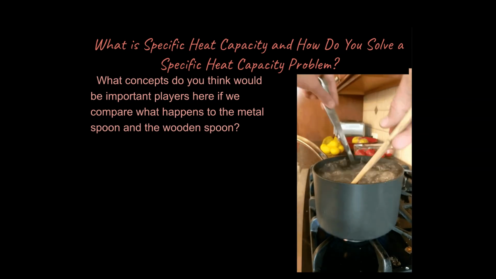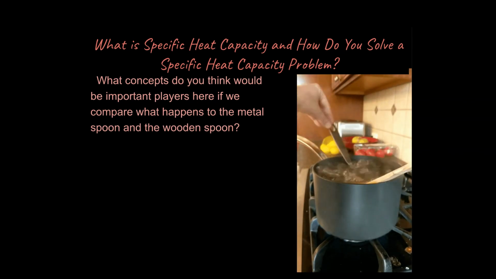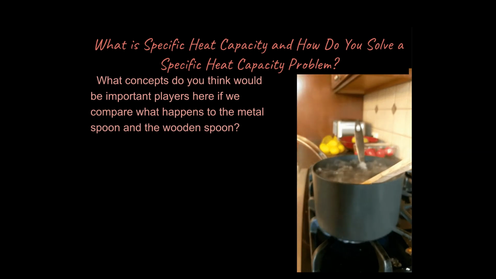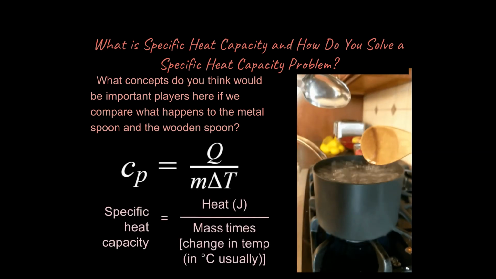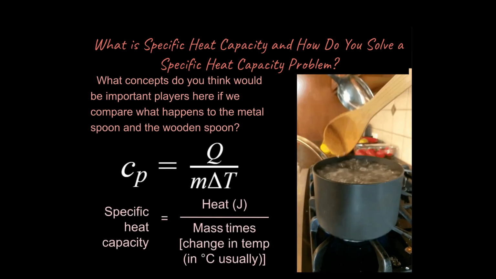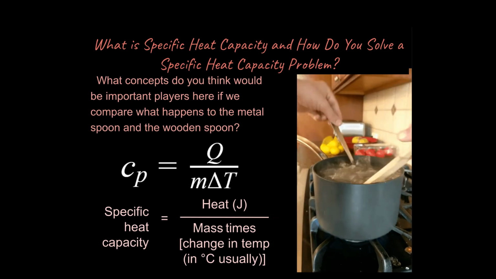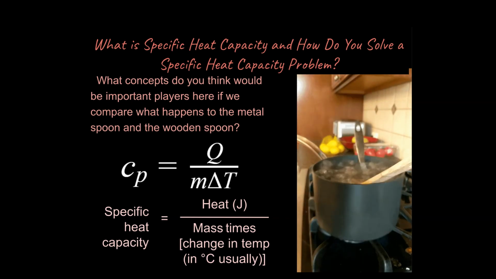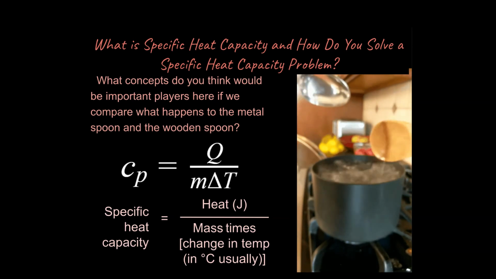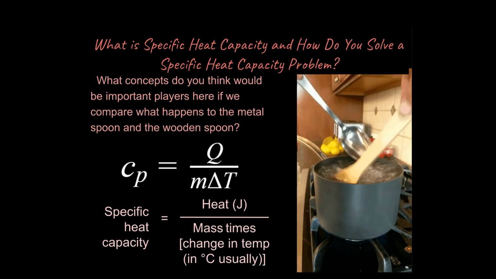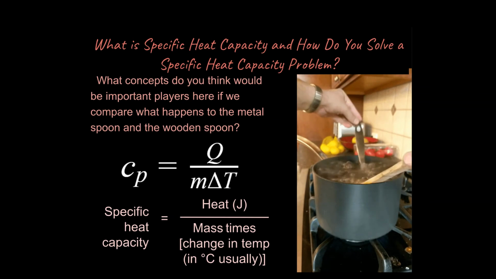And then you have this ratio that we're talking about. It turns out that this ratio is called specific heat capacity. So what do I mean? Well, specific heat capacity is the amount of energy needed to raise the temperature of a gram or a kilogram of material by 1 degree Celsius or 1 Kelvin. So that's another way to think about this.